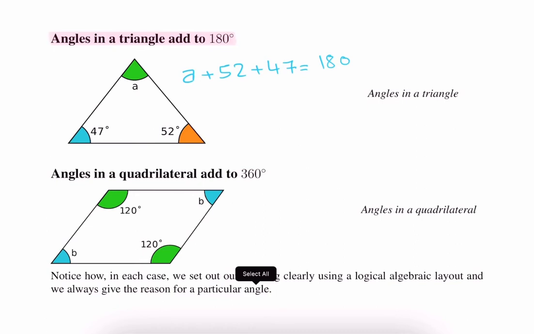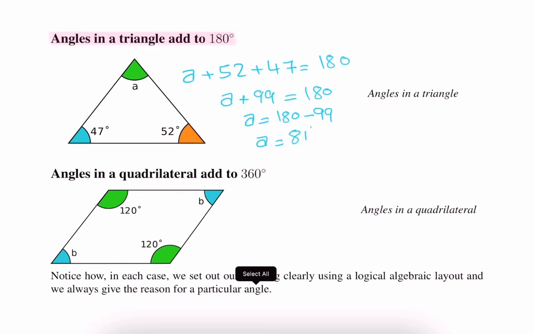So A plus, and let's add together 52 and 47, which is 99. So when I add A plus 99, I should get 180. So to get the value of A, I need to subtract 99, which is 180 minus 99. So A equal 81.